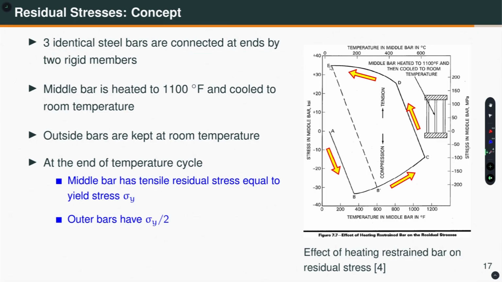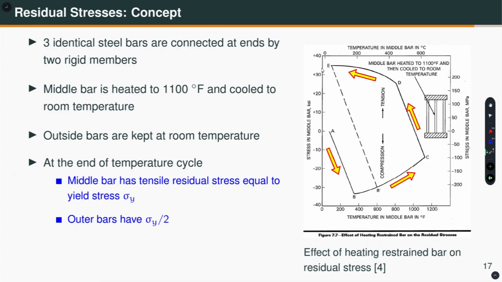Now, what happens if, from any point between B and C, you reduce the temperature instead of from 1100 degree Fahrenheit? Let us say you reduce the temperature from this point, you will come back in a straight line elastically, and you will come to this point. What if you try to reduce the temperature from, let us say, 800 degree Fahrenheit from here? Then you will go parallel up to this point until it reaches the yield strength in tension, and then from here it will go like that.